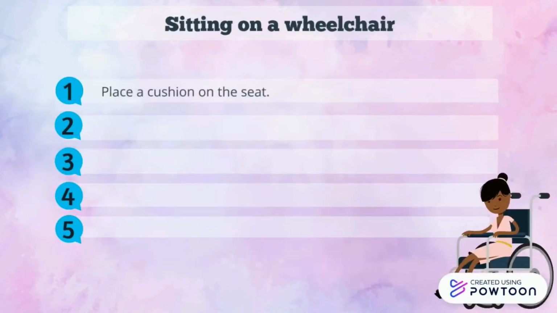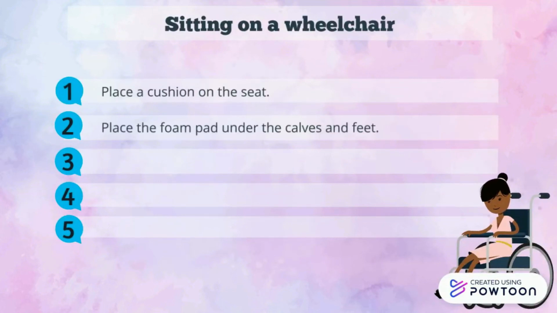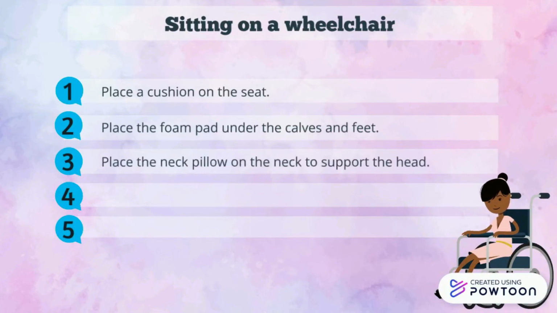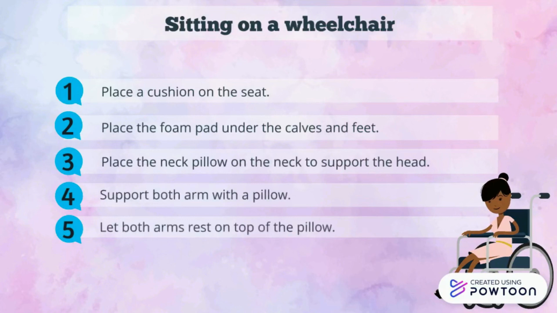Before sitting on the wheelchair, place a cushion on the seat. Place the foam pads under the calves and feet. Then, place the neck pillow on the neck to support the head. Support both arms with a pillow and let both arms rest on top of the pillow.